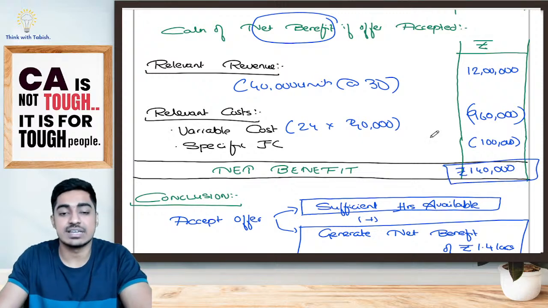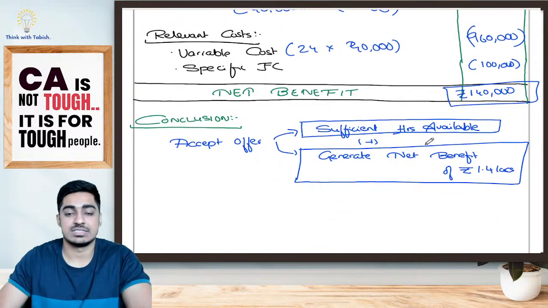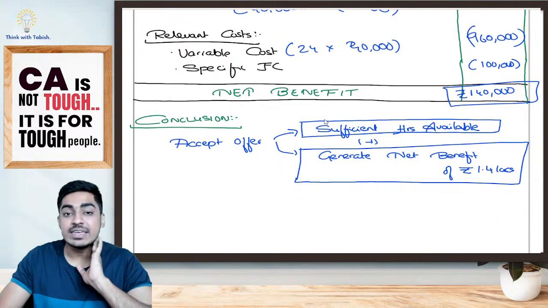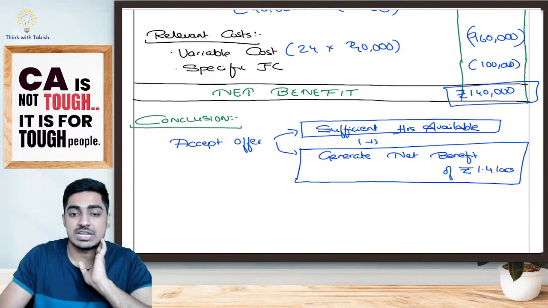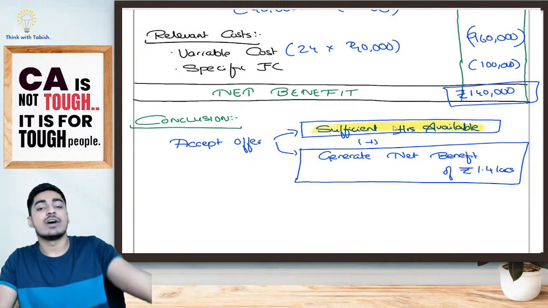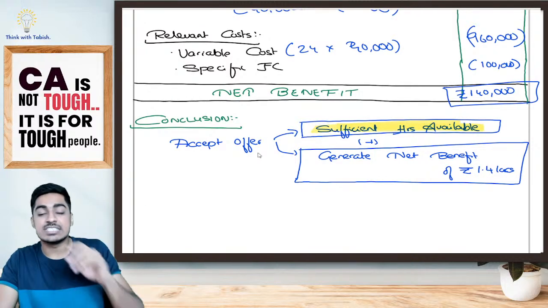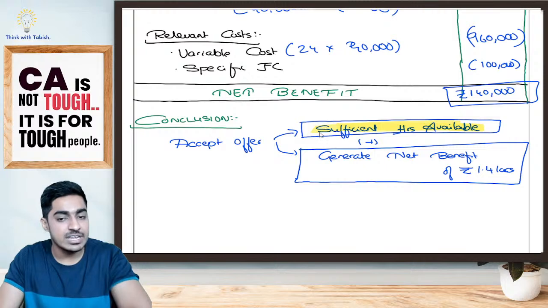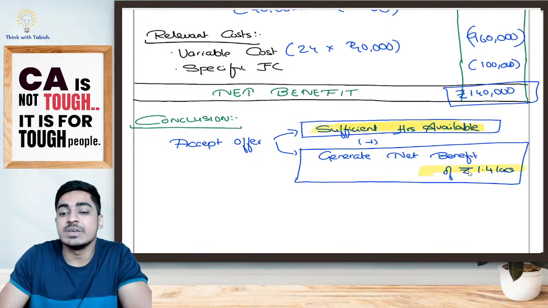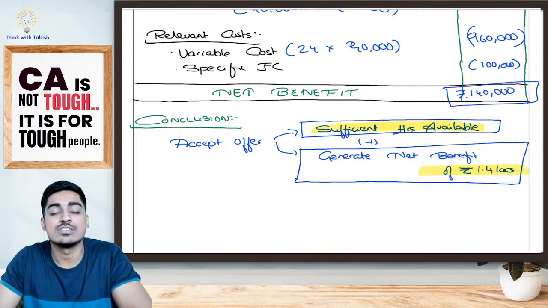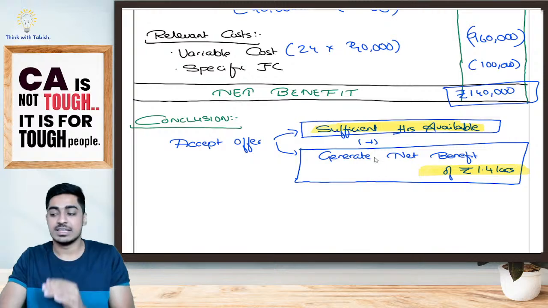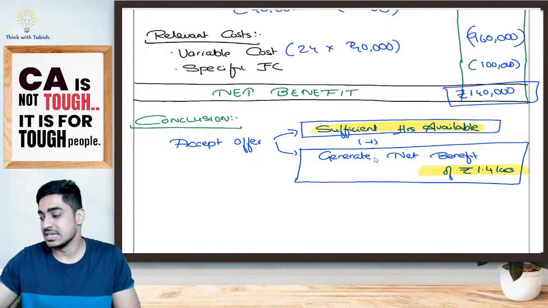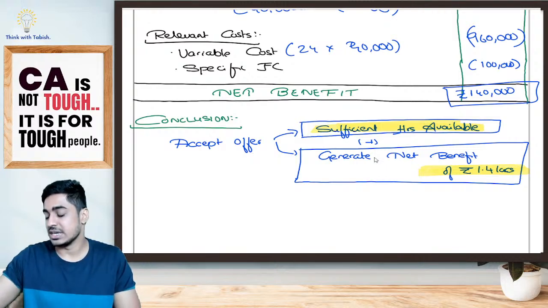Okay. So what is the conclusion we'll be taking? We should accept the offer. Why? Firstly, because sufficient hours is also available. Anyways, labor was lying idle. Its capacity was lying idle. Hours is available. Again, if we accept, we'll be getting a benefit of 1.4 lakh. So we should accept the offer. This is the first case. Is it clear, students? Any doubts here?